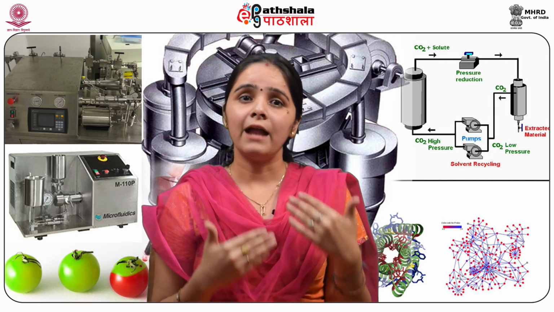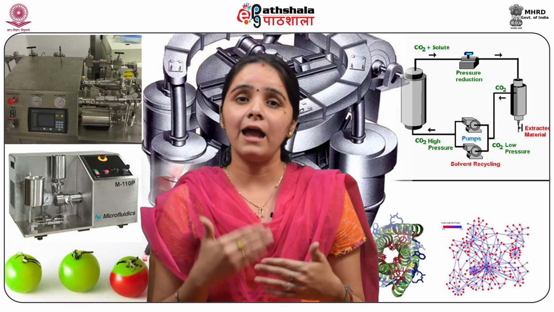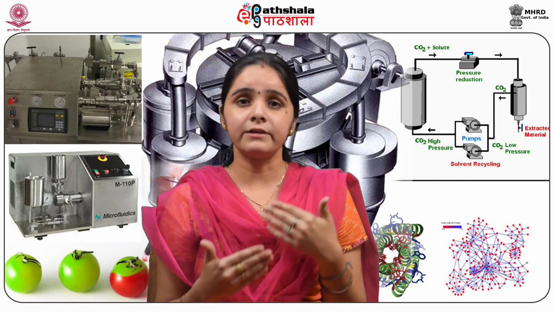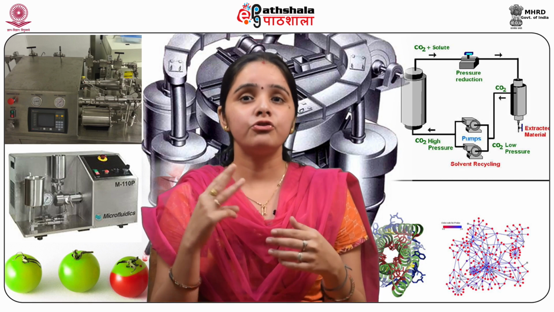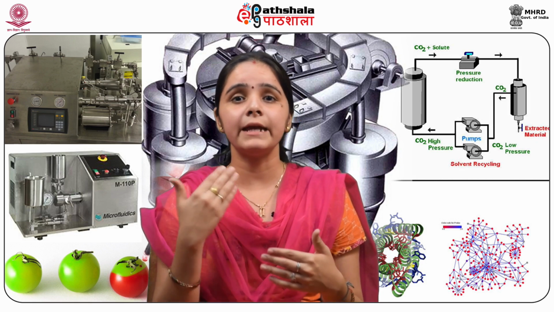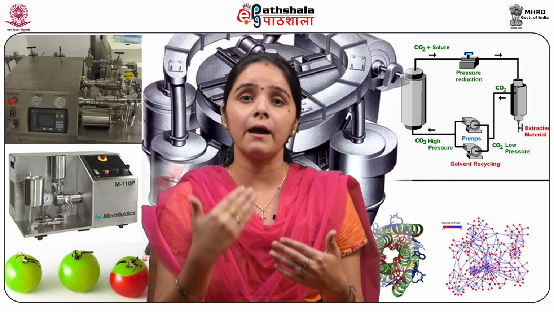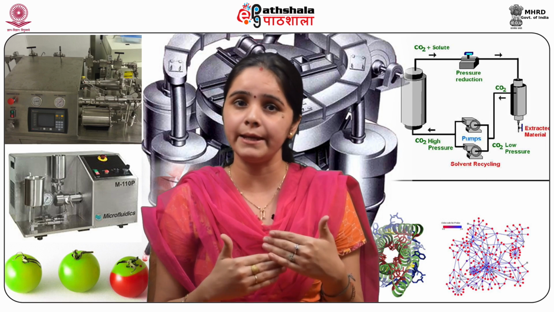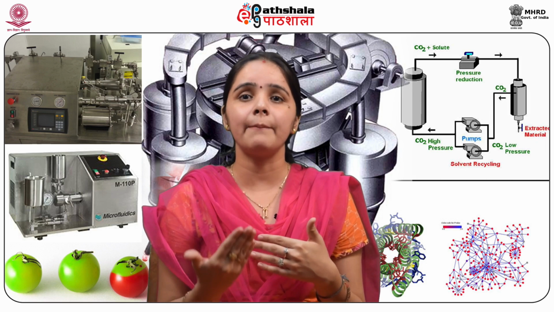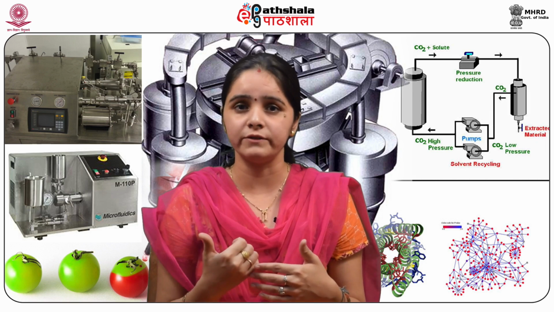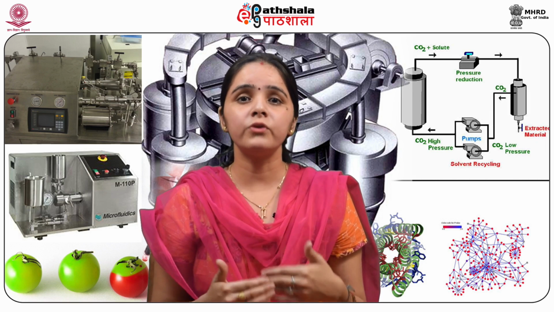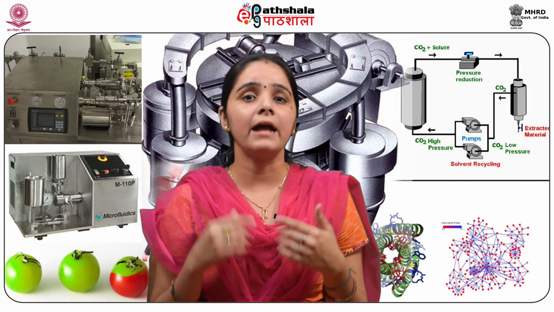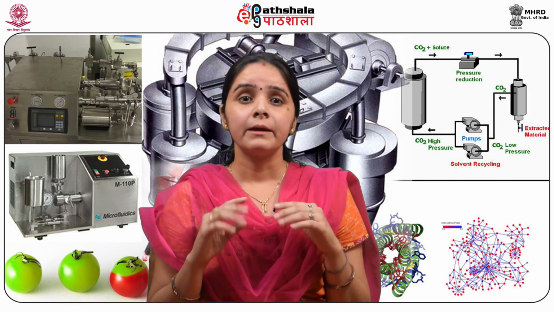Next is alpha-linolenic acid. Alpha-linolenic acid belongs to the omega-3 family. It contains 18 carbons and 3 double bonds, and it can be elongated to the very famous fatty acids eicosapentaenoic acid, short form EPA, that contains 20 carbon atoms and 5 double bonds. The second is docosahexaenoic acid, that is DHA, with 22 carbons and 6 double bonds.